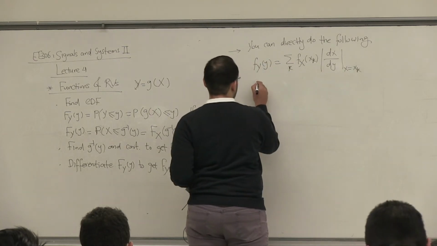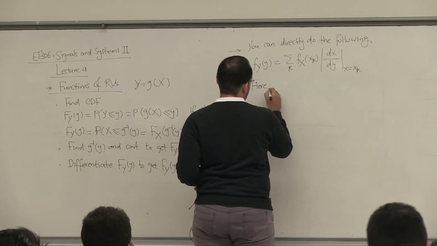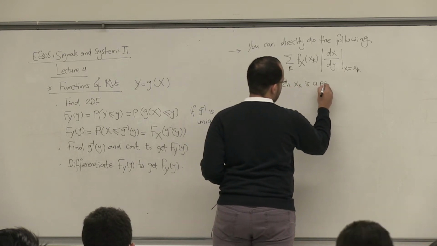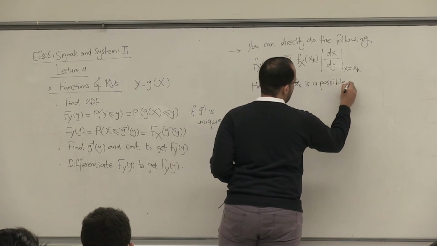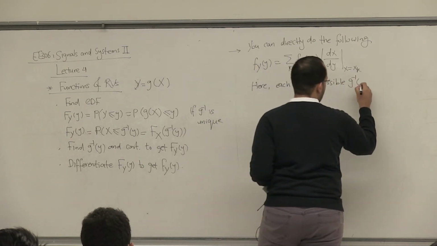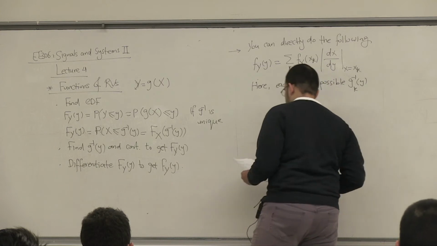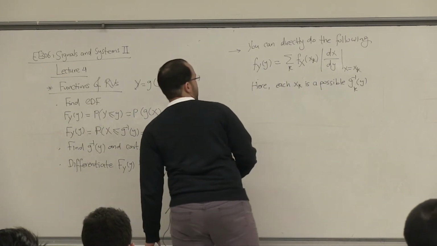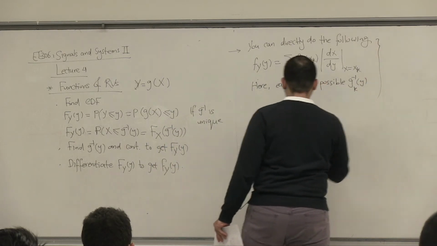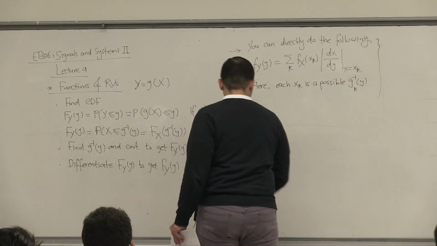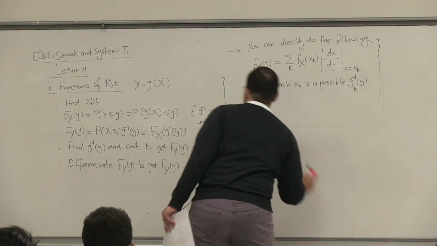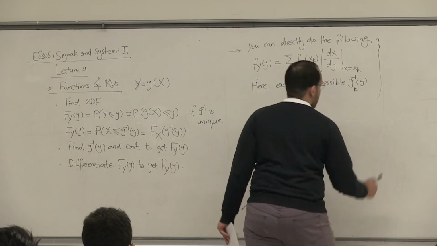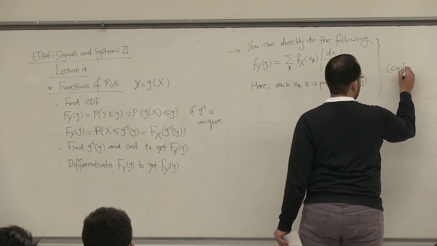So here, each xk is a possible g inverse of y. You can even call it g inverse k of y. Okay, this is all for continuous random variables. Obviously, the whole CDF thing is not particularly for continuous, but it's better to use it for continuous random variables.